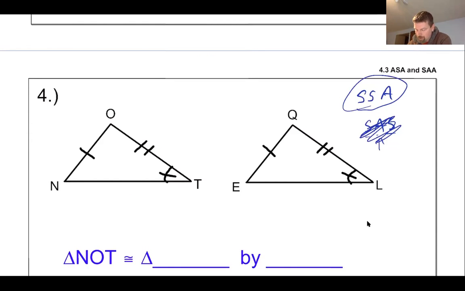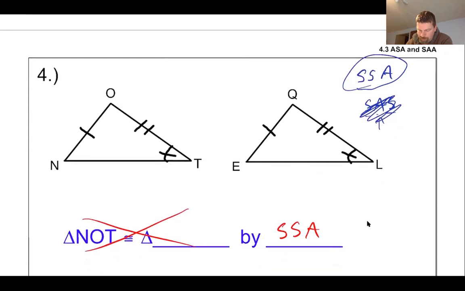So this one, we can't say they're congruent. We don't know that those triangles are congruent. They might be different. So we can't say they're congruent, and we'd have to say cannot be determined.